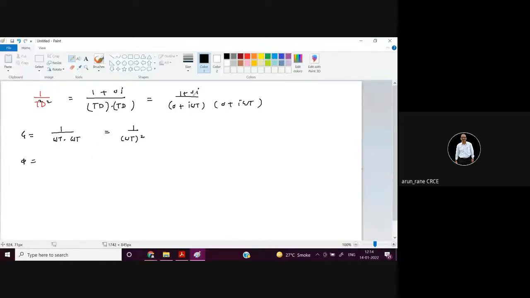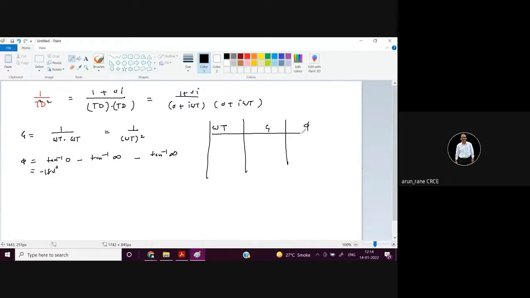This is tan inverse of 0 minus tan inverse of omega t upon 0. So that is tan inverse of infinity, and this is again tan inverse of omega t upon 0, that is tan inverse of infinity. So that is equal to minus 180. So now I will write like this: omega t, this is your g and this is your phi.